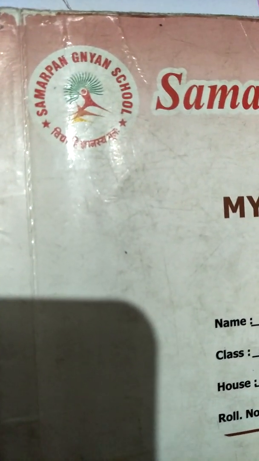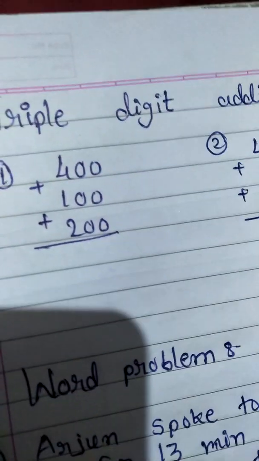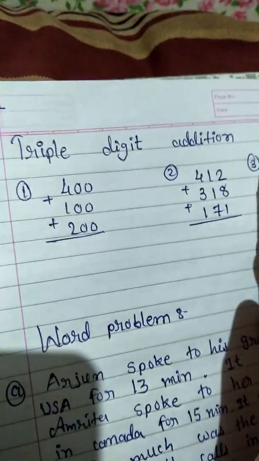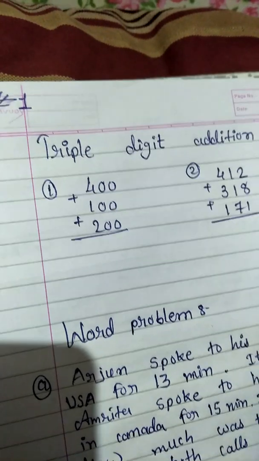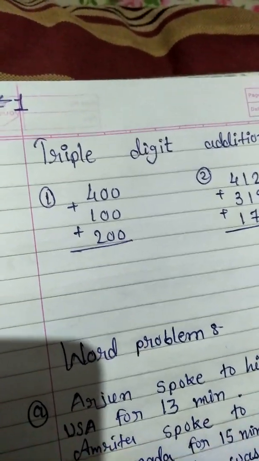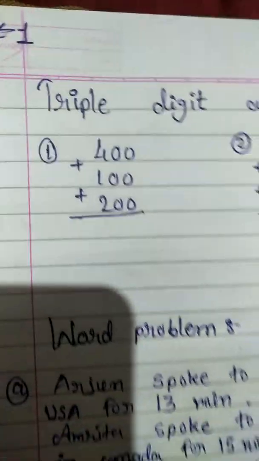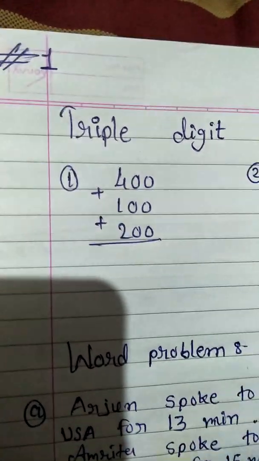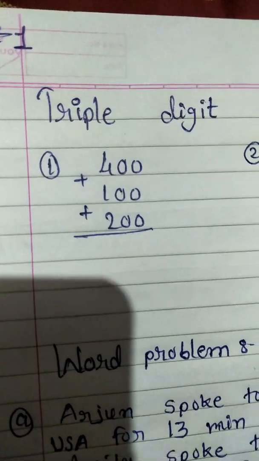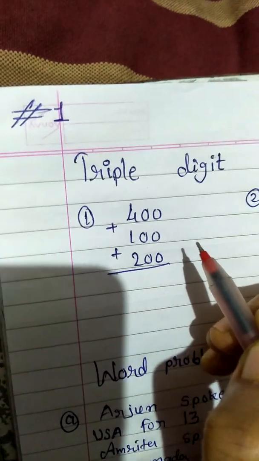So, today we are going to study class 3 maths. Our today's topic is triple digit addition. Students, we have done so much practice of double digit addition and single digit addition. Now, today we are going to study triple digit addition. But let me tell you, the method of the addition is completely the same. So no worry, we'll start the same way.